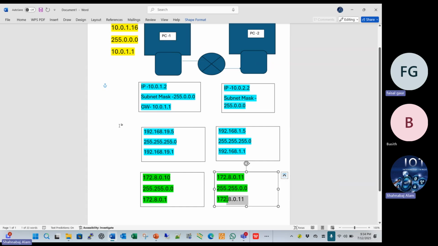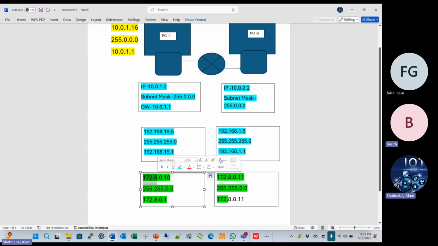Right now, no need for a router, because both are in the same network and the series is the same. This is 172, matching, here also 8, and 0 here as well, only the last part differs. The second is the two network ID and two host ID, so we are matching only two IDs, 172 and 8.